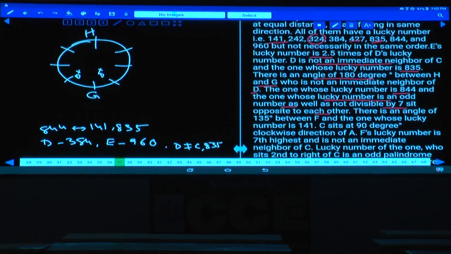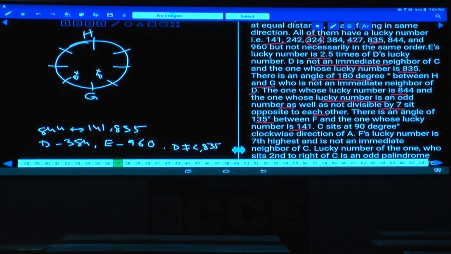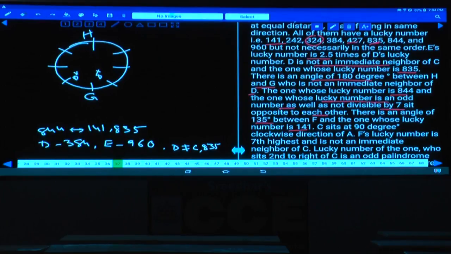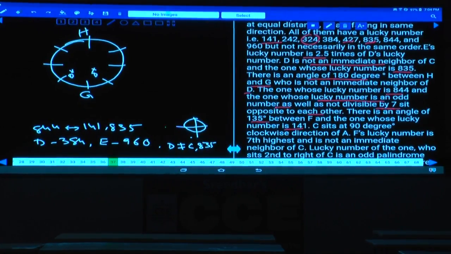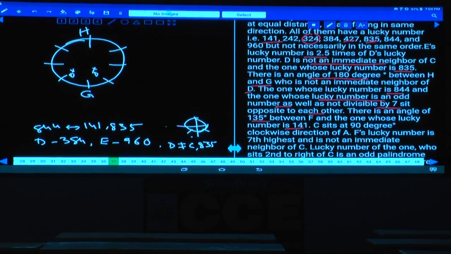Then there is an angle of 135 degrees between F and the one whose lucky number is 141. 135 degrees means now if it is divided into 4 equal parts, 90, 90, 90. That means from here 1 to 90 plus, that means the third place. 135 is nothing but third place. Now the total 360 degrees is divided into 8 equal parts. Each part is of how much? 45. 45 into 3 is 135.